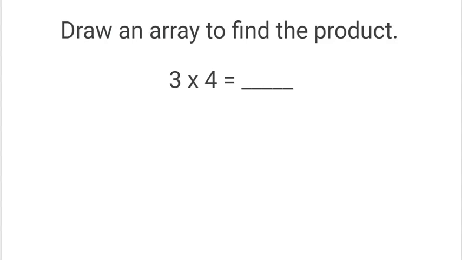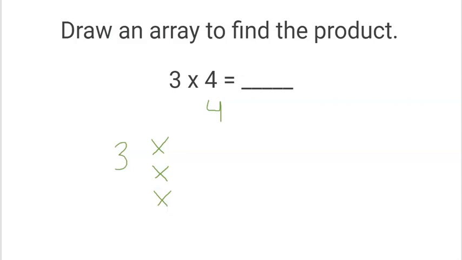It says draw an array to find the product. So again, we have 3 times 4 equals blank. So we know that if we wanted to draw an array, the 3, those are my rows. So I'm going to write 3 rows. And the 4, those are my columns. So I'm going to draw a 4 right there. Let's use X's for our array. So there are 3 rows, and those are 3 rows of 4.